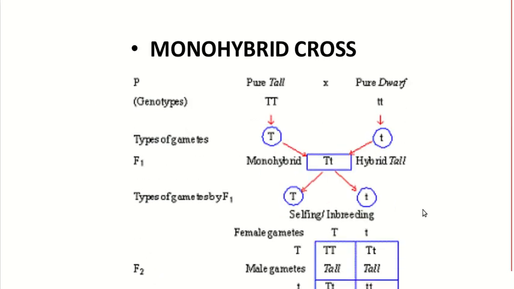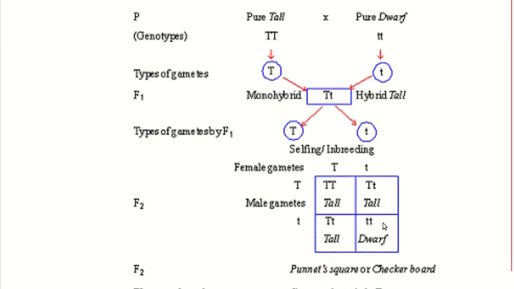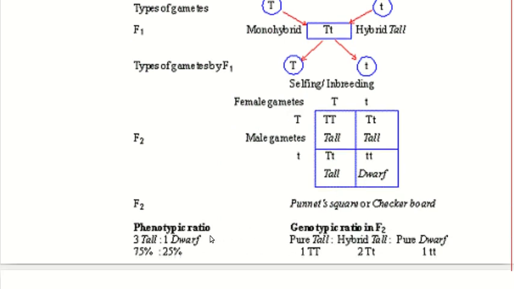So monohybrid cross, they have asked it for 5 mark questions many times. You have to write the phenotype and genotype of the parents, type of gametes, F1 generation, and types of gametes by selfing of F1, or F2 equals F1 into F1. You can write this checkerboard and multiply or cross these variety of gametes.